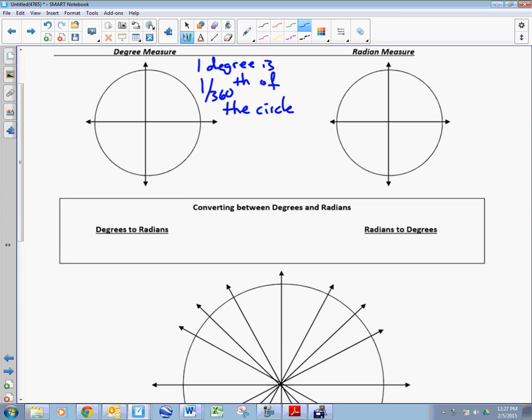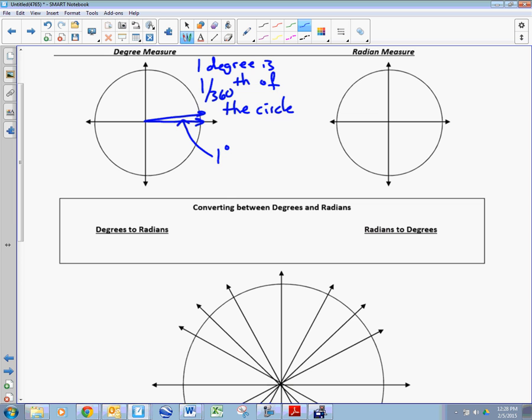1/360th of a rotation. So I could try to draw that's more than 1 degree. That's probably like 5 or something. But the idea is that it's just a sliver, right? And we use that little symbol to say that it's in degrees. Okay? Here's that symbol.